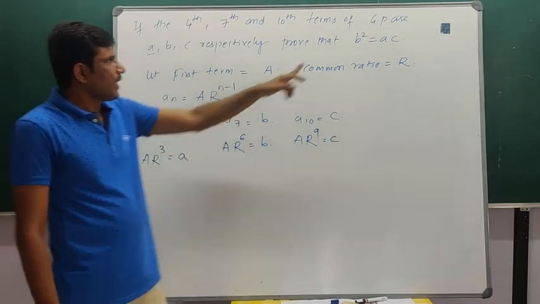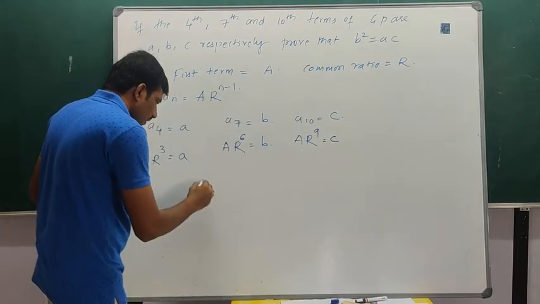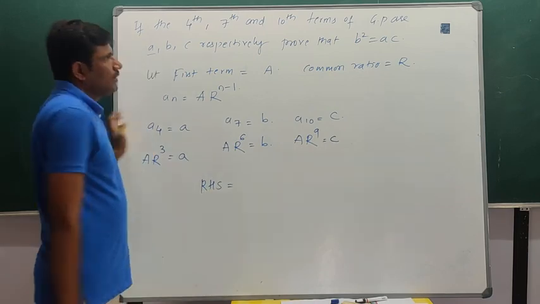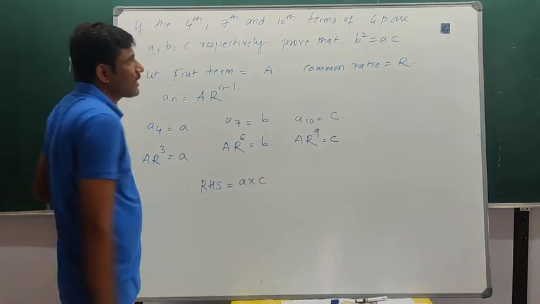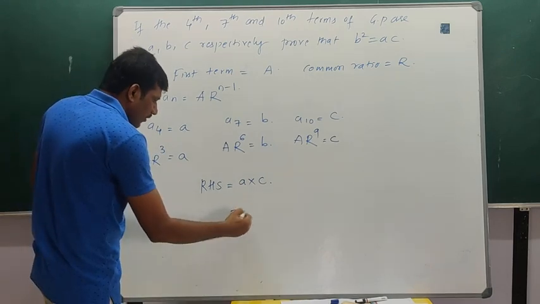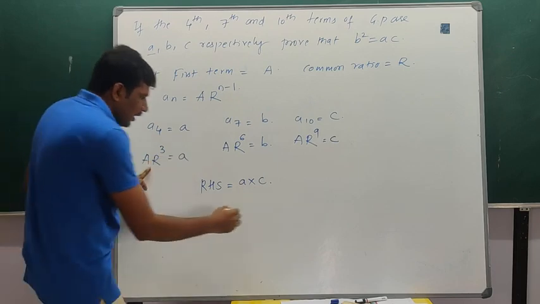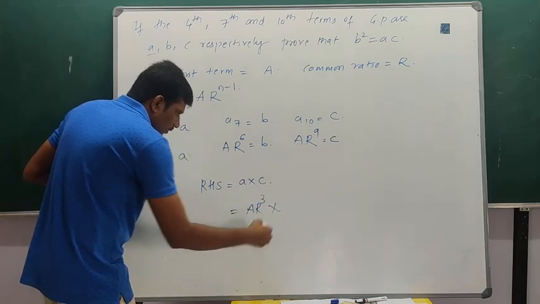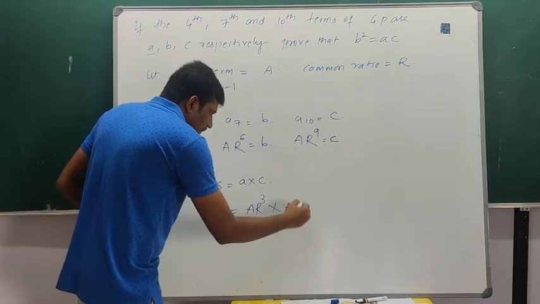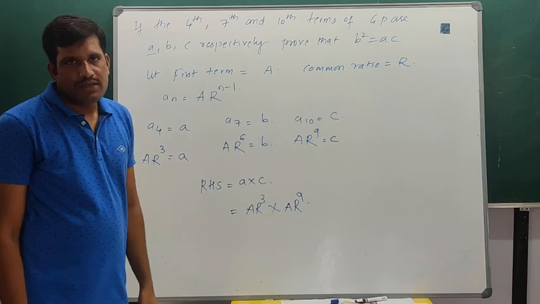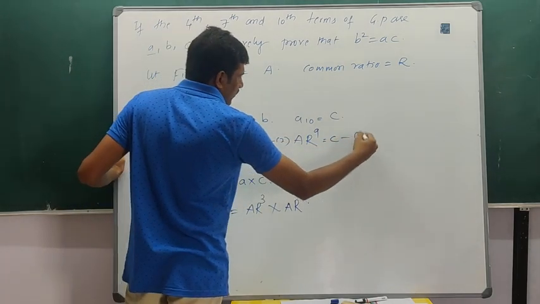Now we have to prove that B square is equal to A into C. So I will take the RHS. What is RHS? That is A into C. Substitute the value of A. Already we know the small a value is AR cube, into C. What is the C value? It is AR power 9. Call this as 1, this is 2 and this is 3.